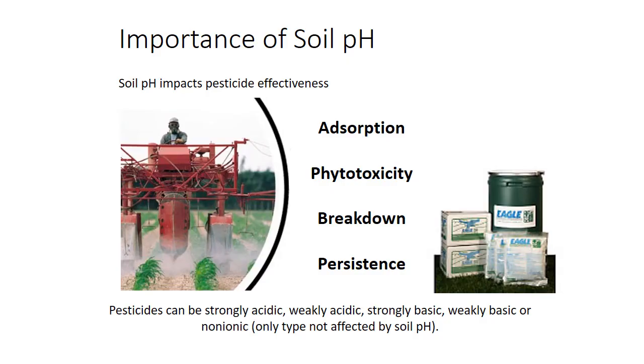There's also other applications of soil pH. So pH can greatly impact how different pesticides are absorbed by the soil, how toxic they are to plants, how fast they break down, and also how long they persist in the soil. So it's really important to know what the soil pH is when you're trying to figure out dosing rates or application rates for different pesticides.